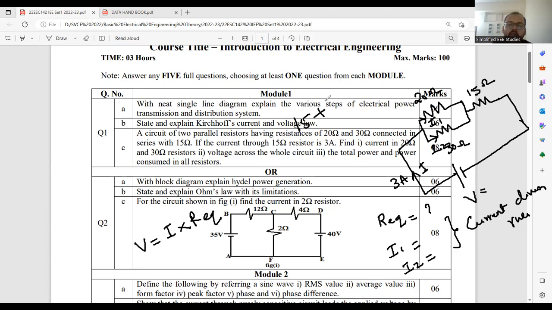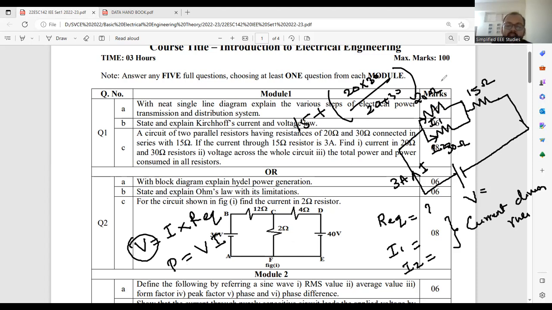15 plus 20 into 30 divided by 20 plus 30. Like that you can calculate. Fine. So you'll be getting the total voltage. Similarly, you need to calculate the total power and the power consumed in all resistors. The total power, what is the formula? P is equal to V into I. Anyway, V I am getting here, and I is already available in the question. So directly you can multiply both, you will be getting the total power.